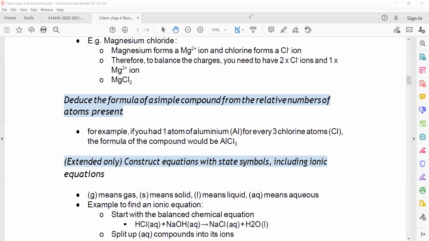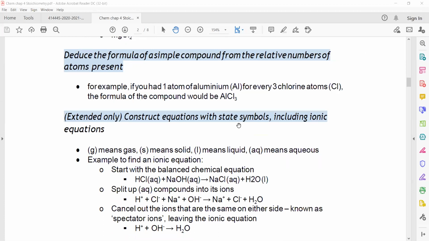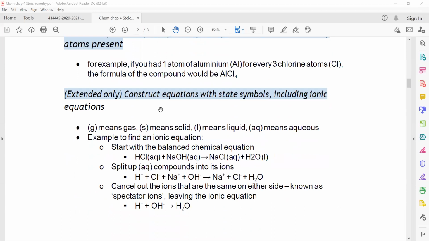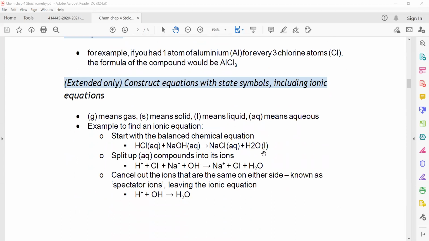The state symbols are important. Constructing equations with state symbols includes ionic equations as well. So first thing, metals except mercury are all solid. Salt solutions, acids, alkalis, and soluble salt solutions are all aqueous. Most non-metals are in a gaseous state, except bromine, which is in a liquid state.